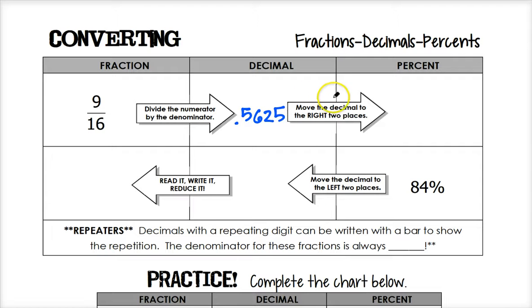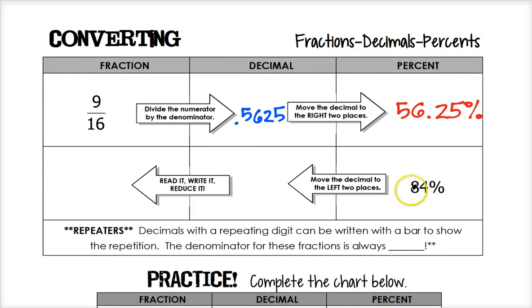And then to make this a percent, okay, well, percents are always, remember, out of 100. So making this a percent means we're multiplying the decimal by 100, or we're simply moving the decimal point 2 places to the right. If I move the decimal point here 2 places to the right, I get 56.25%. So all of these numbers mean the same thing. This is the fraction form, this is the decimal, this is the percent.